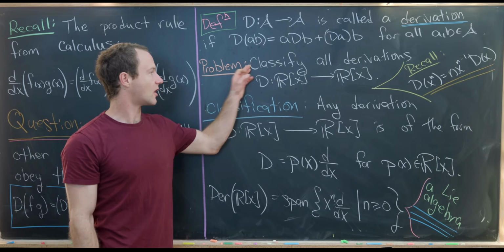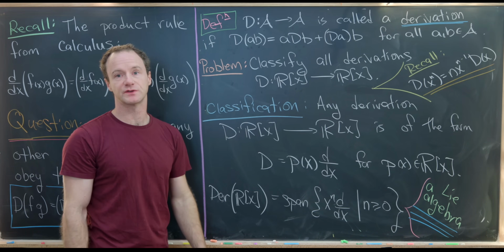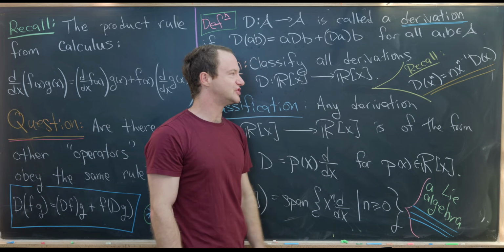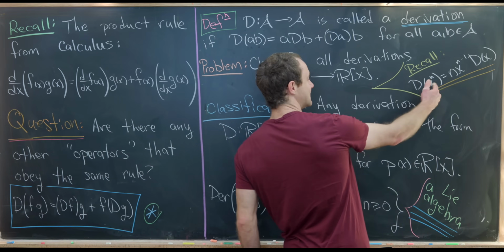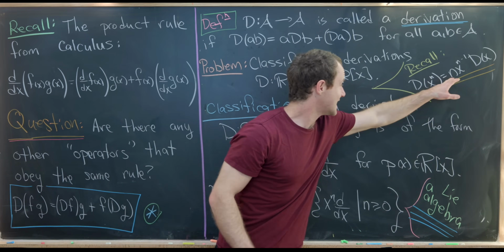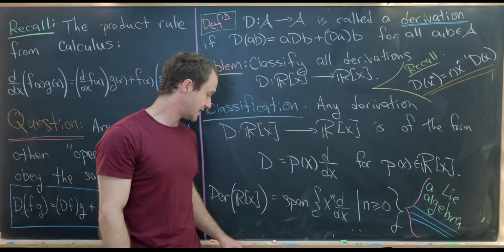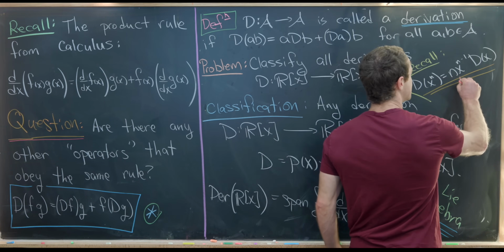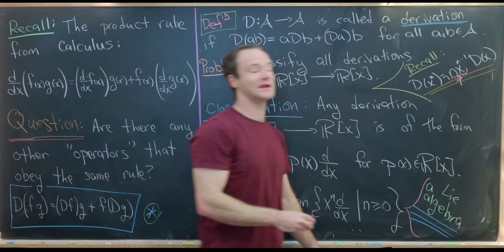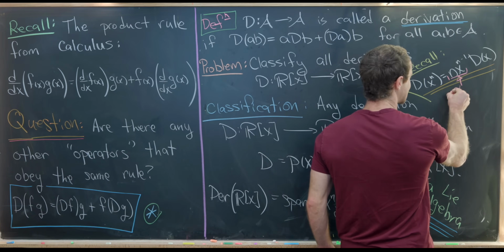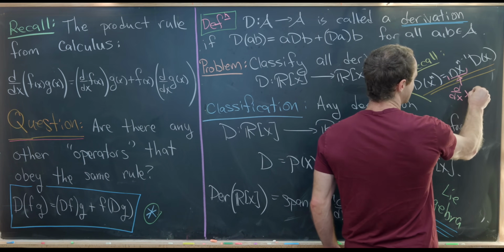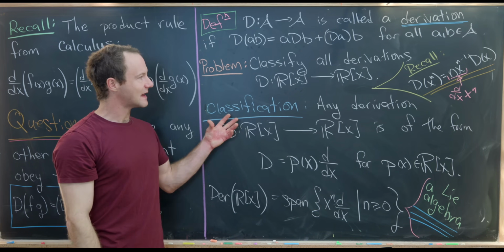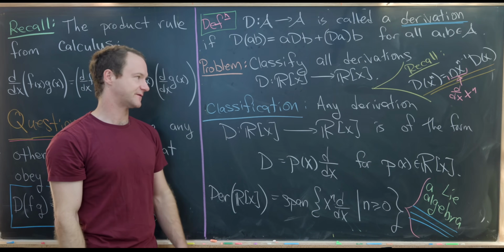Our goal was to classify all derivations on the polynomials with coefficients in R with one variable, which we called x. Let's recall that we just got done proving that d evaluated at x to the n was n times x to the n minus 1 times d evaluated at x. That should provide a lot of motivation, because this n times x to the n minus 1 is exactly the standard derivative, like from calculus, of x to the n using the power rule. So that means we're ready to write down the final classification.